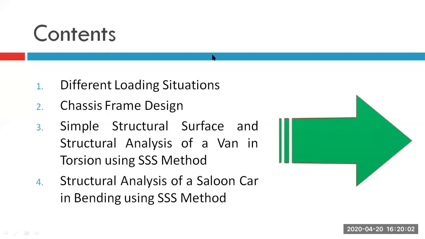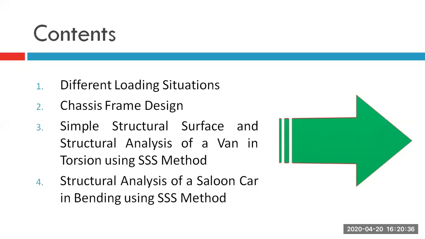The contents that you're going to cover in this particular module are divided into 4 lectures, which are shown here. So first we start off with different loading situations. Secondly, we go on to the chassis frame design in the second lecture. In the third lecture, we're going to study something known as a simple structural surface, and using this simple structural surface, how do we analyze any vehicle body for structural analysis, which can be either in torsion or bending.